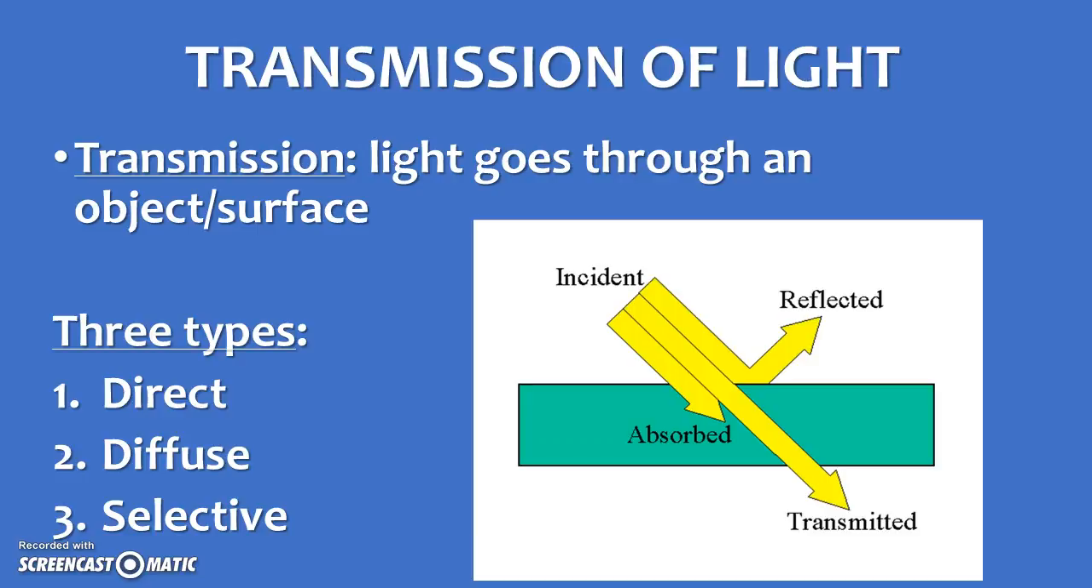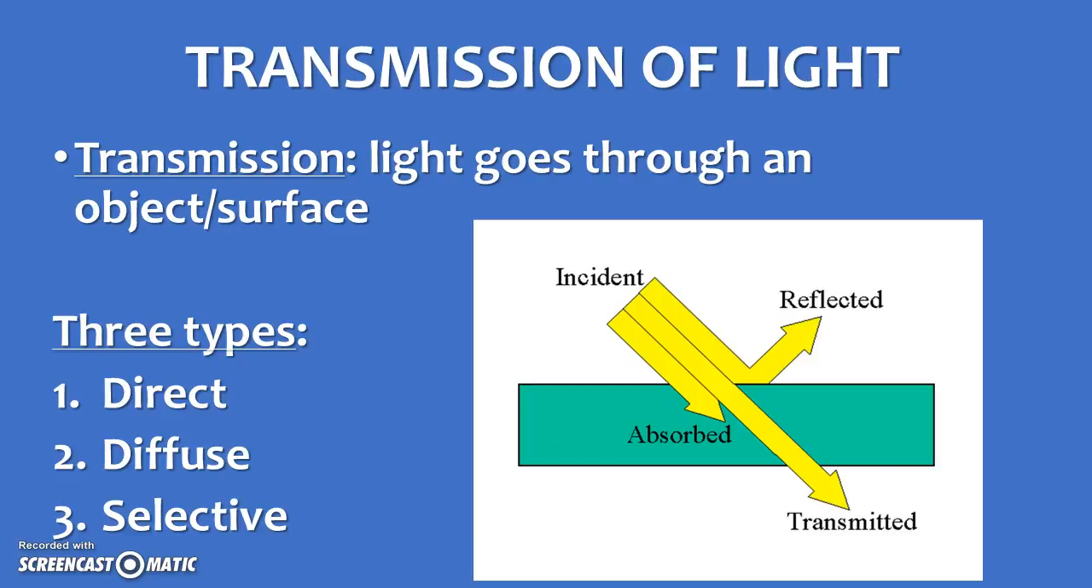Okay, so next is how light is transmitted. The definition of transmission is light goes through an object or surface. It doesn't get absorbed and it doesn't get reflected, but rather gets transmitted. There's three different types of transmission: direct, diffuse, and selective.